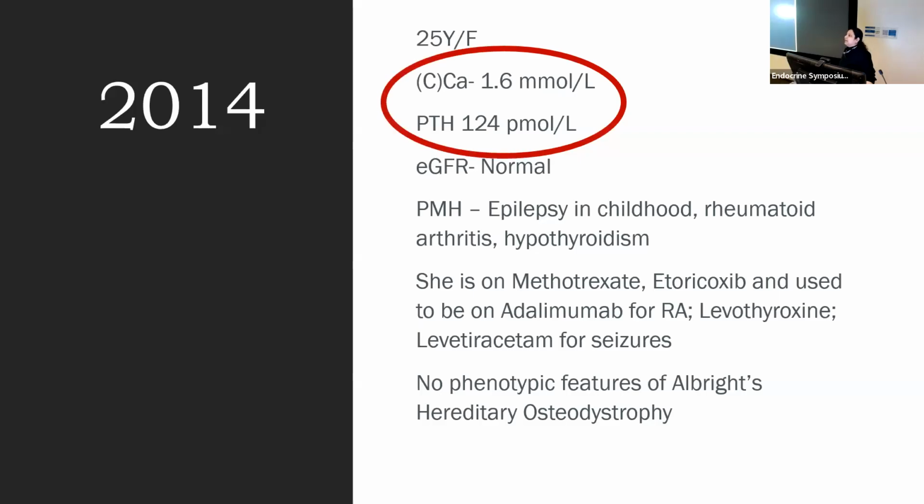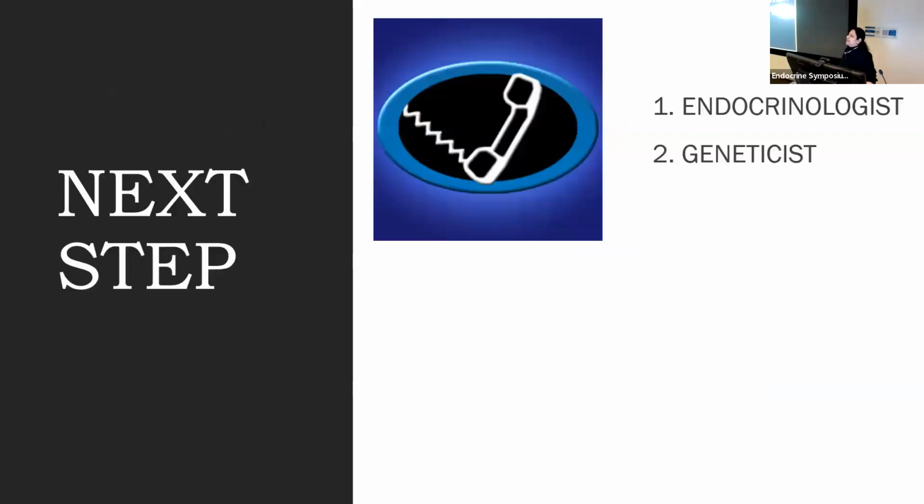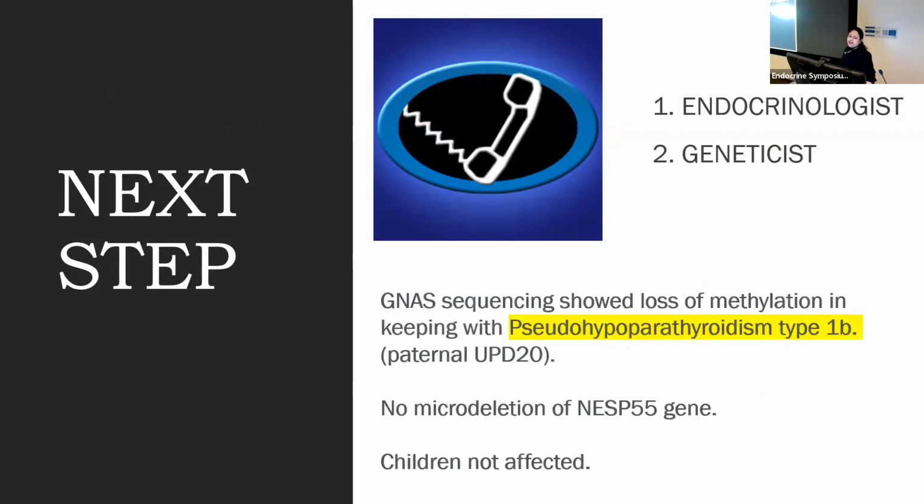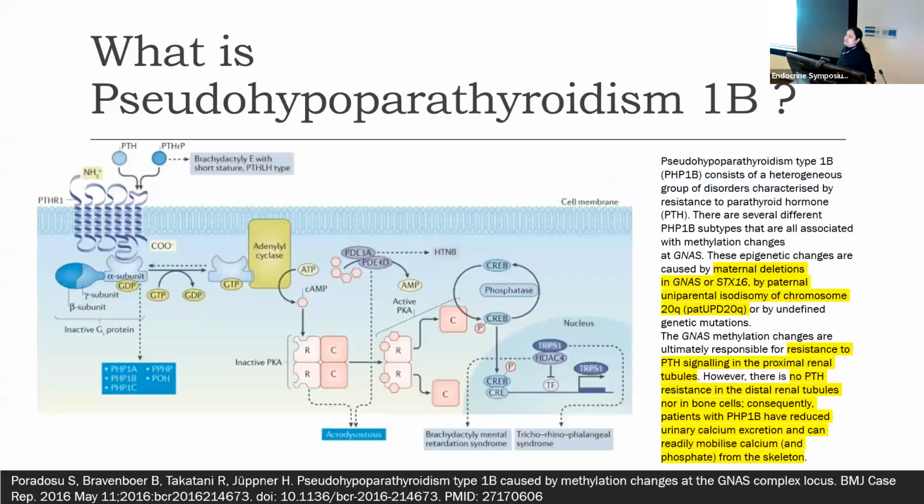That seems to be a problem here. Kind of raises a suspicion of PTH resistance, not something surgeons are very comfortable with. Next step was, of course, involving the right people, the endocrinology team, and the geneticists. And they come up with a diagnosis surgeons have never heard of: pseudo-hypoparathyroidism type 1B, resulting from something called UPD20, which I'm afraid to even pronounce, but I'll try. It's uniparental isodisomy of chromosome 20. Now, what is this condition and what does it cause?